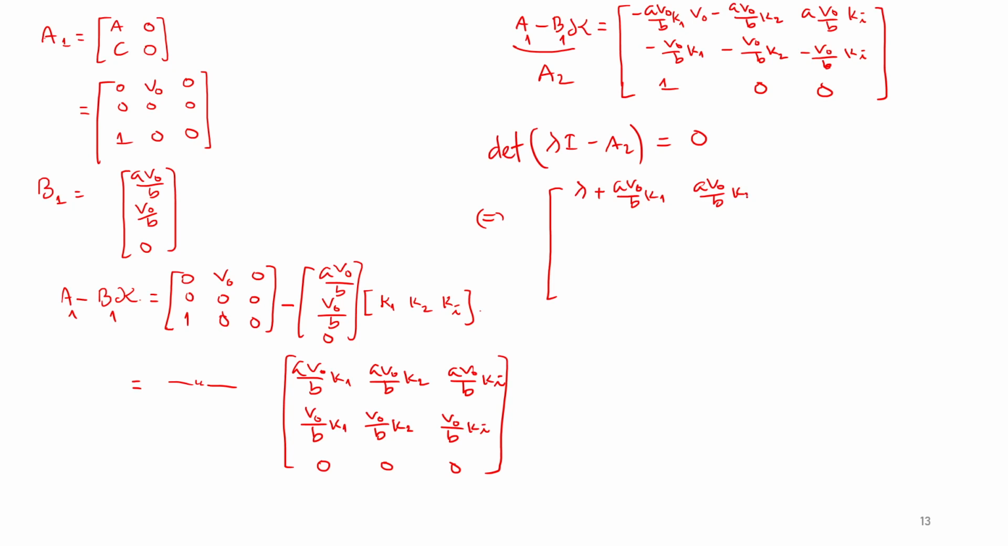A V0 over B K2, this one minus, or plus, this one is minus, right? So this one becomes plus A V0 over B Ki, and this one plus V0 over B K1, this one lambda plus V0 over B K2, and this one comes plus V0 over B Ki, and this one minus 1 0 and lambda.